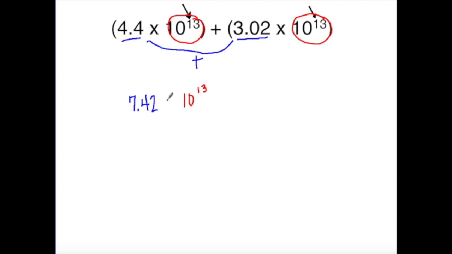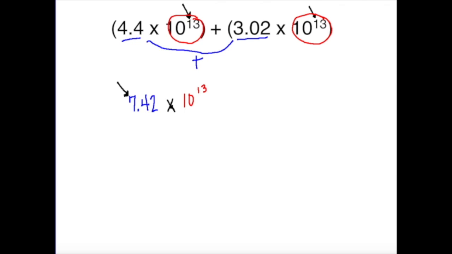And remember that scientific notation is the product of a number between 1 and 10 and a power of 10. So looking right here, I need to make sure that this is between 1 and 10, and I see that it is. 7.42 is greater than or equal to 1, but still less than 10. So that is all I have to do when I add scientific notation.